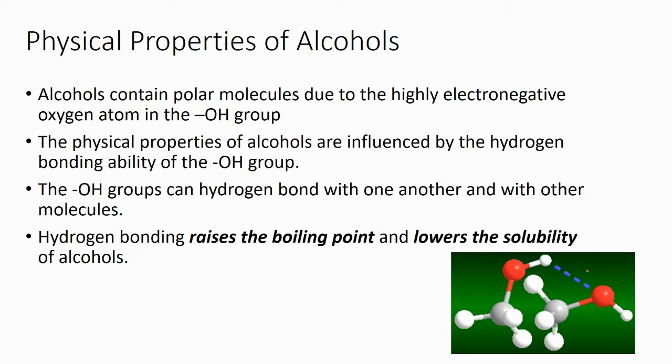Physical properties of alcohols. Alcohols contain polar molecules due to a highly electronegative oxygen atom in the hydroxyl group. The physical properties of alcohols are influenced by the hydrogen bonding ability of the hydroxyl group. The hydroxyl groups can hydrogen bond with one another and with other molecules. Hydrogen bonding raises the boiling point and lowers the solubility of alcohols. This is a form of intermolecular bonding. It is the strongest form of intermolecular bonding.